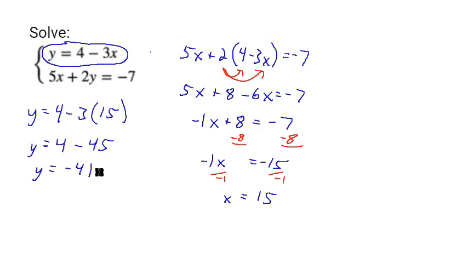Now our last job is to put the two parts of our answer together to show that it's one solution. An easy way to do that is to just write it as a point. So x is 15, y is negative 41.